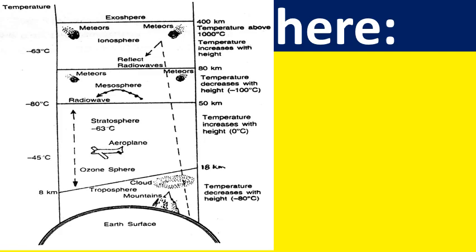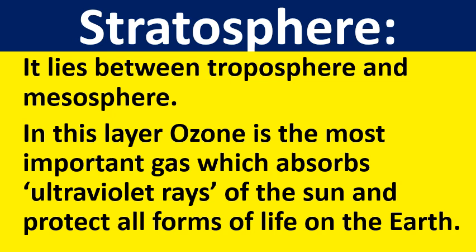It has ozone layer. Ozone sphere has here. Here temperature goes to minus 63°C. Temperature increases with the height. So in this, temperature gradually increases. Stratosphere lies between troposphere and mesosphere. In this layer, ozone is the most important gas which absorbs ultraviolet rays of the sun. Because of this, we are protected, and all harmful rays of the sun do not reach the Earth. We are fully protected.